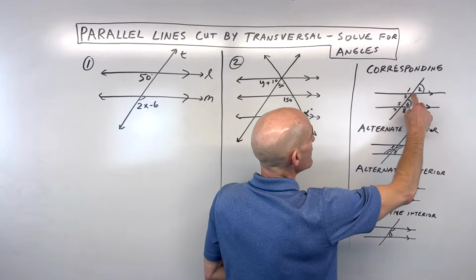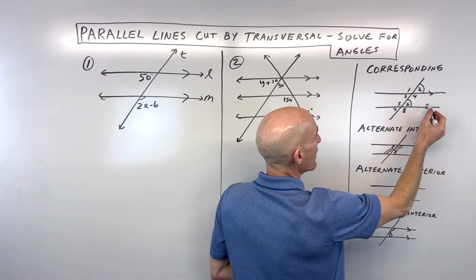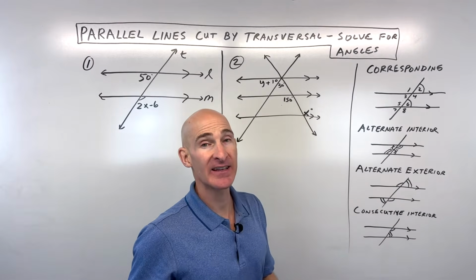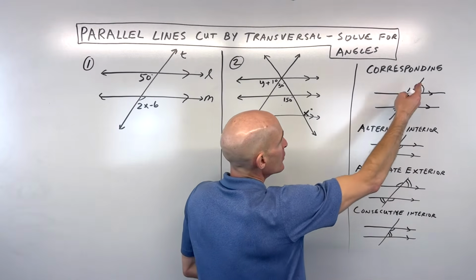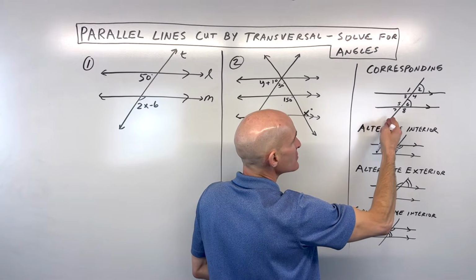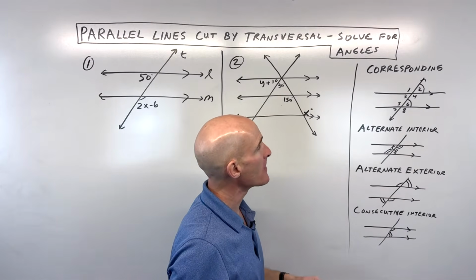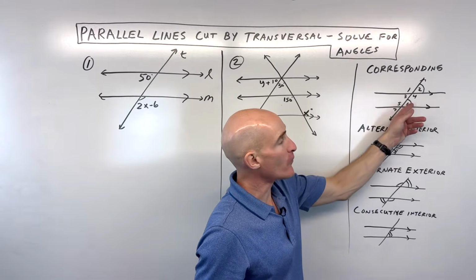Well, when you have parallel lines, you'll notice that they put a little arrow somewhere like in the middle of the line, not at the ends of the lines, and that indicates that the lines are parallel. But when you have this third line that cuts across those 2 lines, that's what's called a transversal. It transverses or cuts across. And you get these 8 angles that are formed.